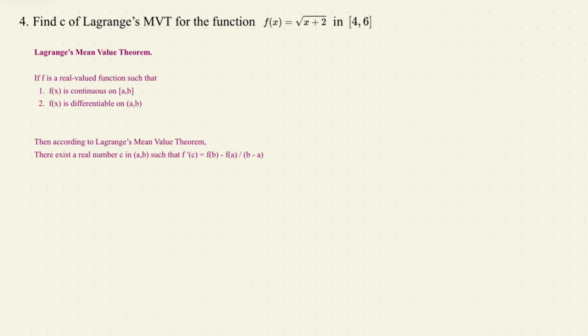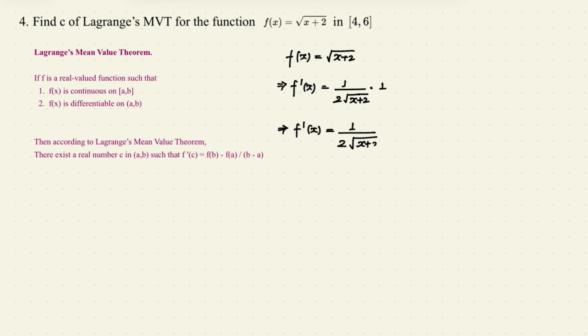Question 4. Find the value of c of Lagrange's mean value theorem for the function f(x) equals square root of x plus 2 in the closed interval 4 comma 6. So here we have to directly find the value of c. f(x) is given as root of x plus 2. So differentiating both sides, we will have d/dx of square root of x is 1 by 2 root x, and using chain rule d/dx of x plus 2 is 1. Therefore the value of f dash x will be equal to 1 by 2 square root of x plus 2.